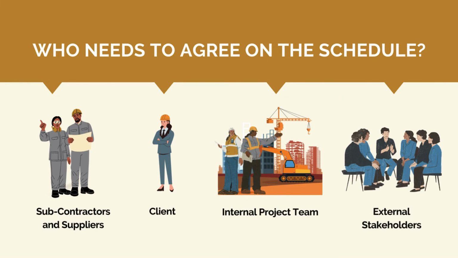So who needs to agree on the schedule? Well, these are the key parties. We want our subcontractors and suppliers to agree on it. We want the client to agree on it. We want the internal project team. So these are our project managers, our other project engineers, other teams, our supervisors and foremen and workers. We want them all to agree that it's a good and realistic plan. And then we want our external stakeholders to agree on it. So we want the people we're impacting by doing the works, if they're impacted, that they're happy with what's happening.